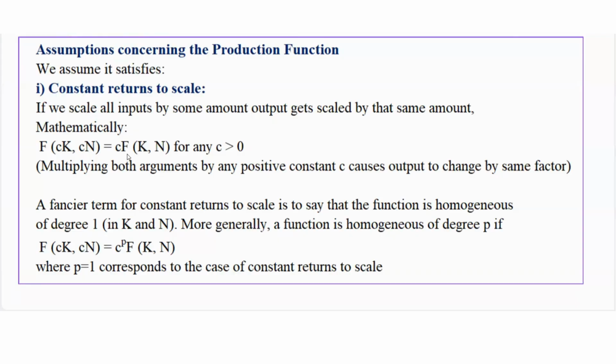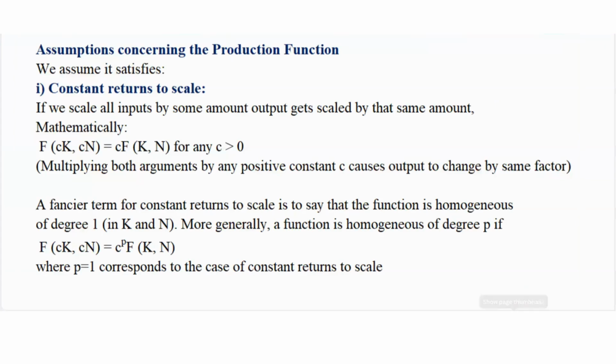Generally, a function is homogeneous of degree p if I change inputs by C, output gets scaled by C to the power p. So if it's homogeneous of degree 1, then p is just 1, which means that the same factor by which you scale inputs, output gets scaled by that same factor. So the fancier term for saying that the production function satisfies constant returns to scale is just to say the production function is homogeneous of degree 1 in K and N. Because in general this is a function homogeneous of degree p. So if p is equal to 1, it corresponds to the same case we discussed.